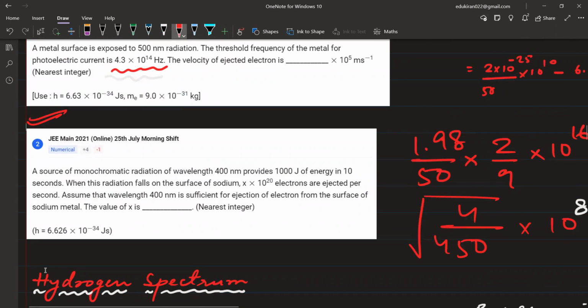Do this one. A source of monochromatic radiation of wavelength 400 nanometer provides 1000 joule of energy in 10 seconds. When the radiation falls on the surface of sodium, x into 10 to the power 20 electrons are ejected per second. Assume the wavelength 400 nanometer is sufficient for ejection of electron from the surface of sodium metal. The value of x is equal to how much? Okay, first of all, since they are asking per second, 1000 joules of energy in 10 seconds, that means energy per second will be 1000 by 10, that is equal to 100 joules, right? So take 100 joules of energy. Let me do this one.